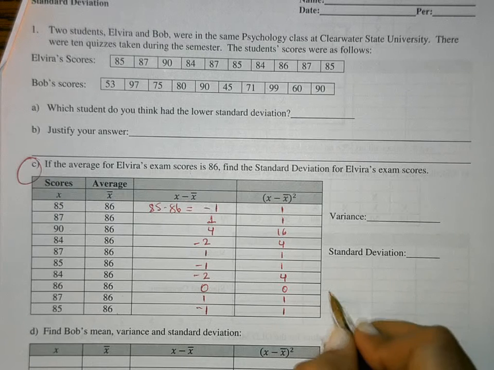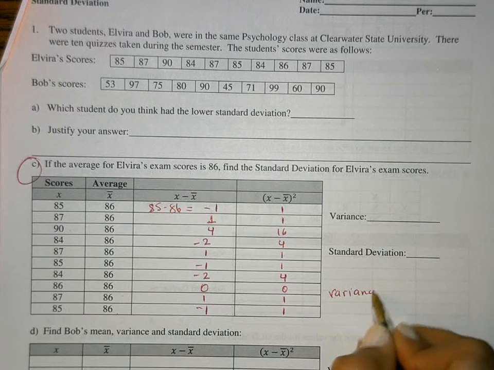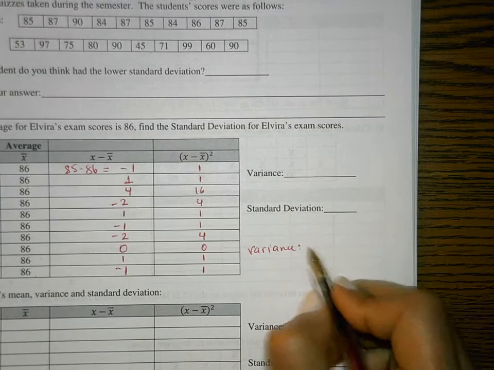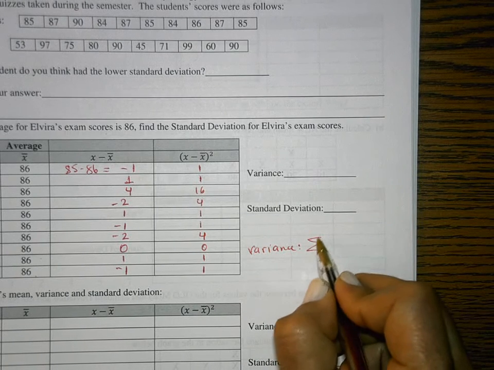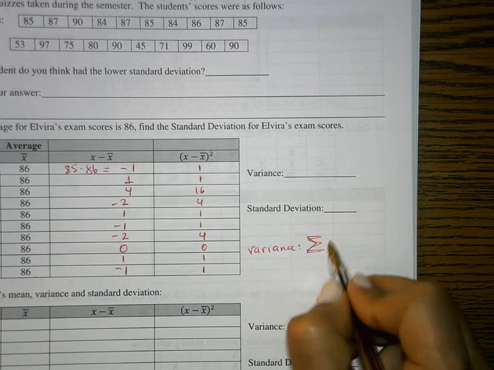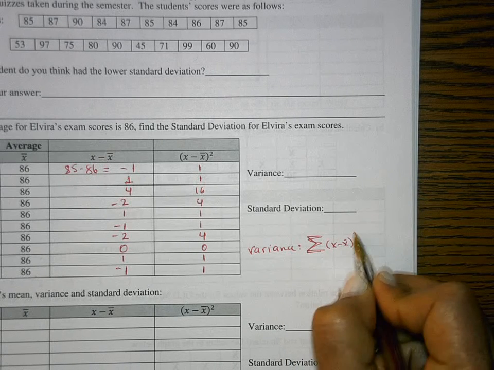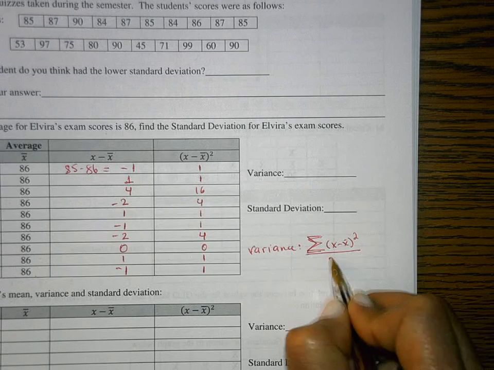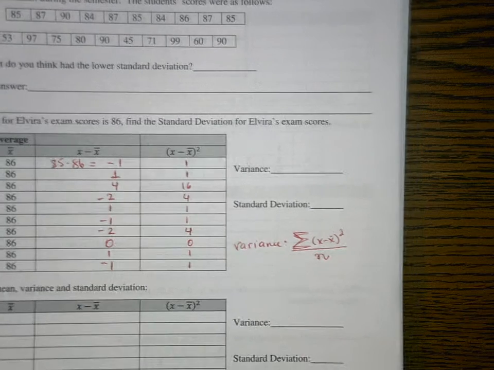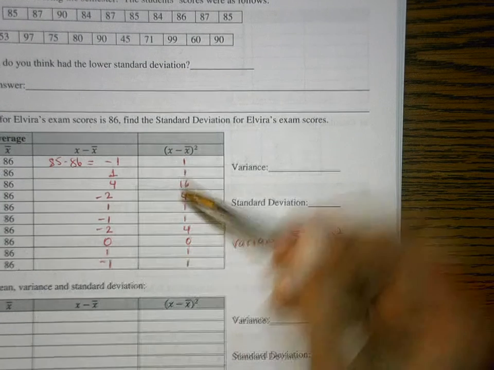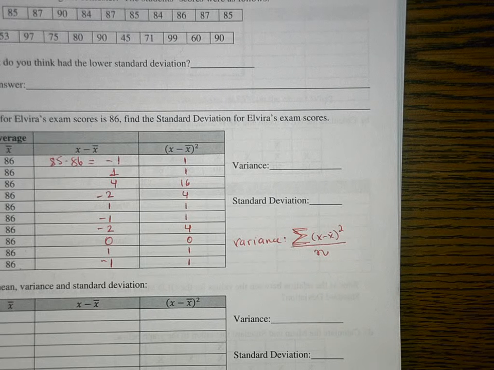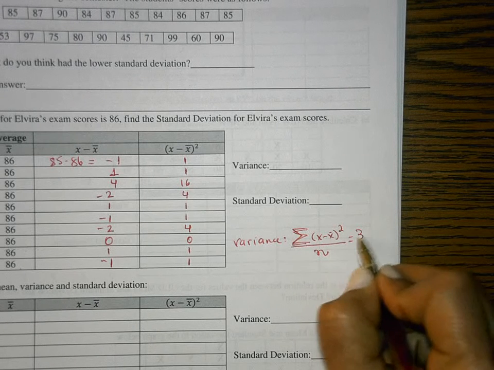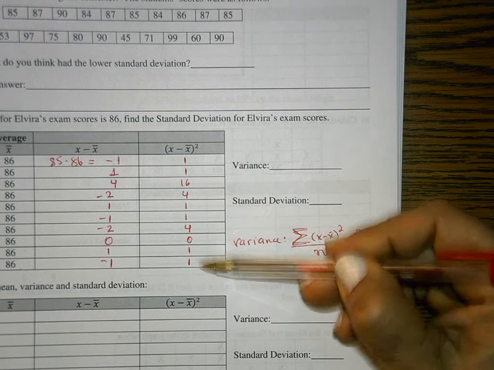Now, for the variance, we must sum up all. You need to sum up all of the x minus x bar squared, and then divide it by how many are there. That is the little formula for variance. So let me sum up all of these numbers and divide by how many are there. When I sum them all up, I get 30. So if you add them all up, you get 30.